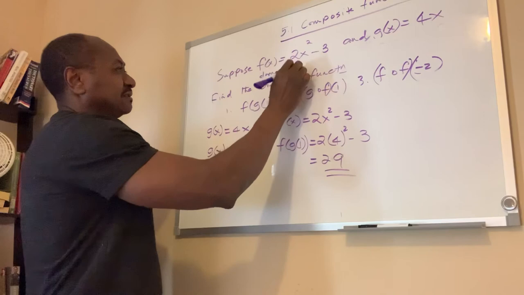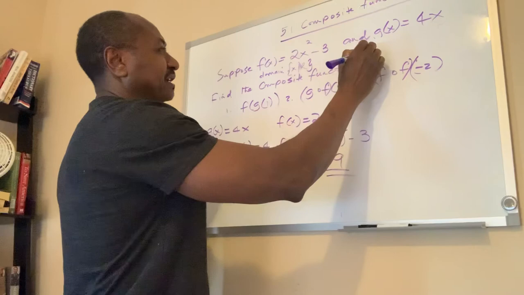All real numbers. And the domain of g of x is also the set of all real numbers. All right?